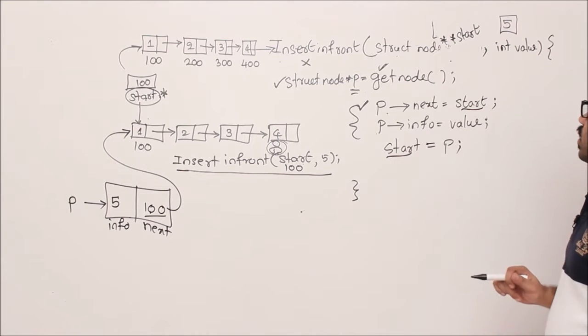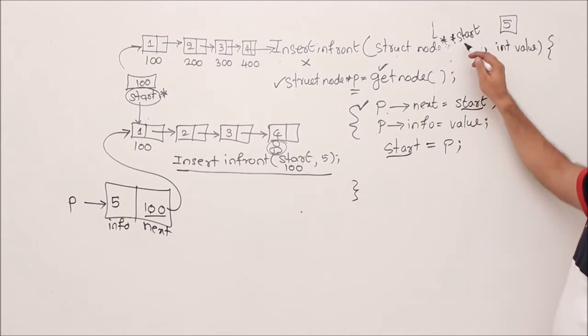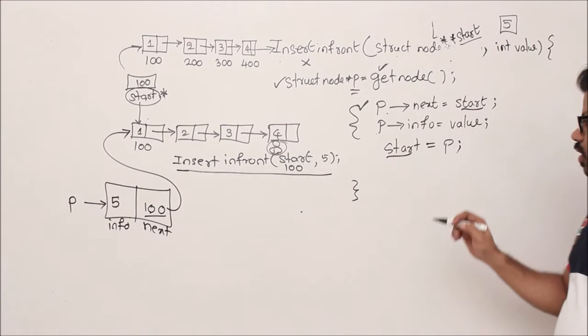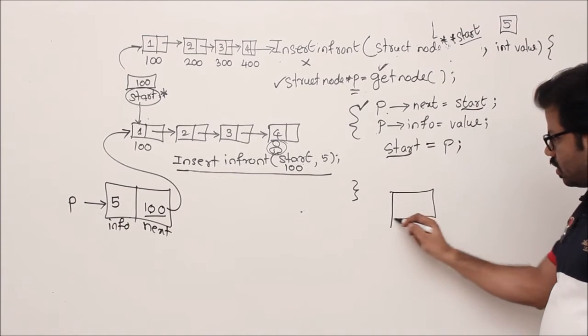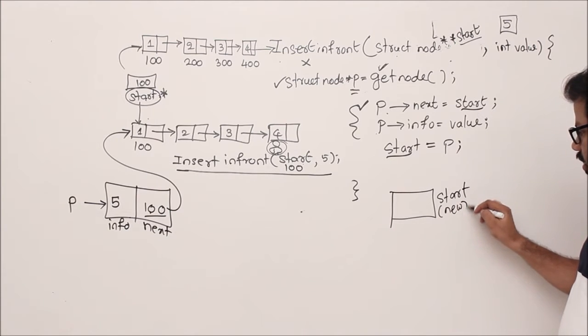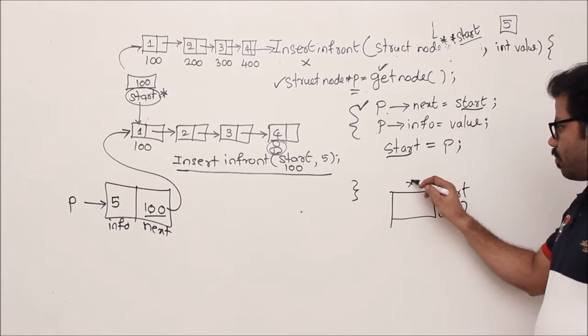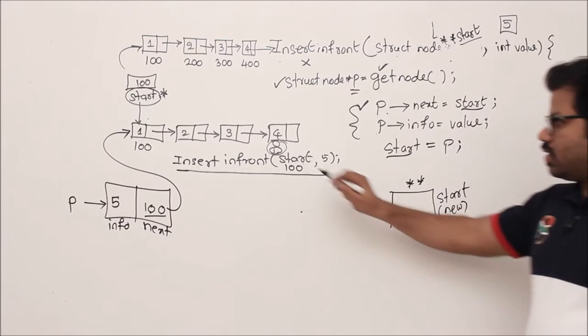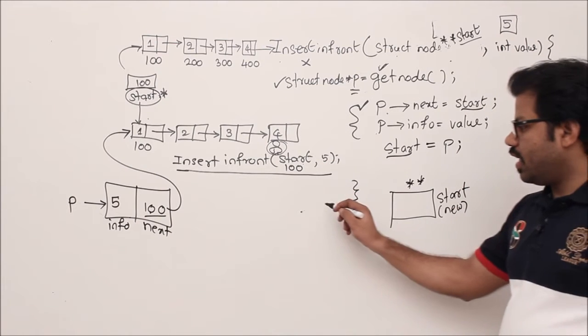Then the remaining thing you see. So what is the relationship between this start and that start? We'll see. Our start, let's call it new start. Just say it is new start, our imagination. So that is a double pointer. What is this start? This start is going to be a single pointer.